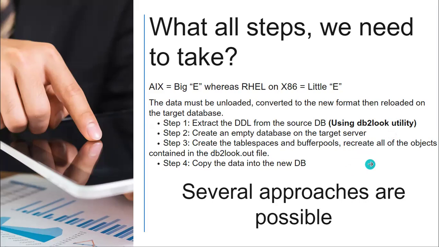Then the third step comes in the picture: create the table spaces, buffer pools, and recreate all the objects, which are contained in the DB2 look output file. When you run the DB2 look, you can name the output db2look, db2look.out, db2look.ddl or db2look.sql. It's purely your choice which file name you would like to use. Once that is done, copy the data into the new database.